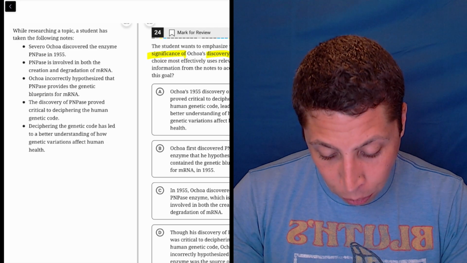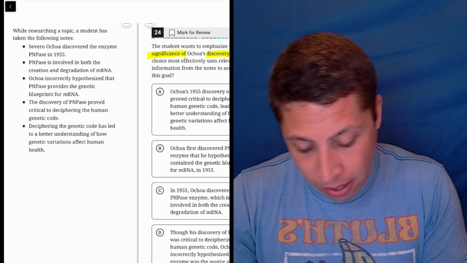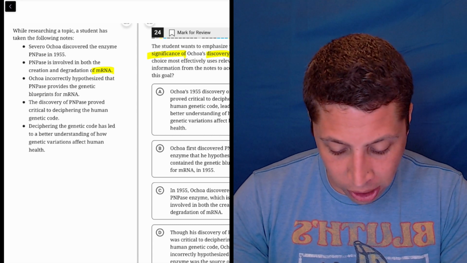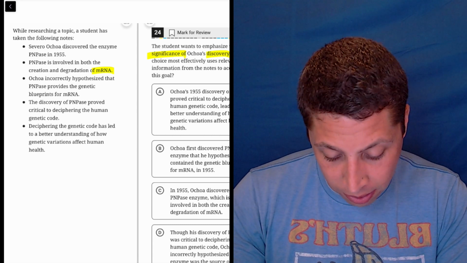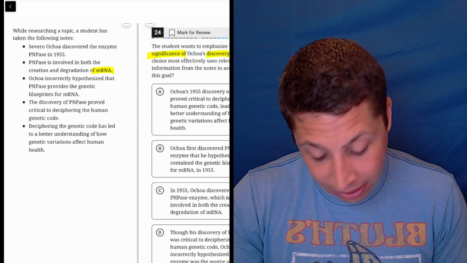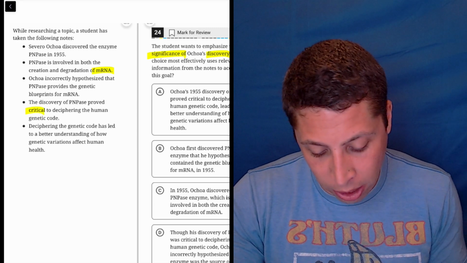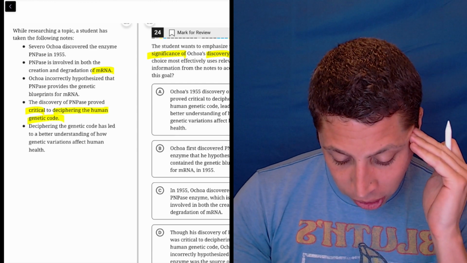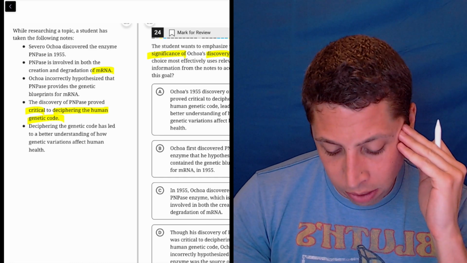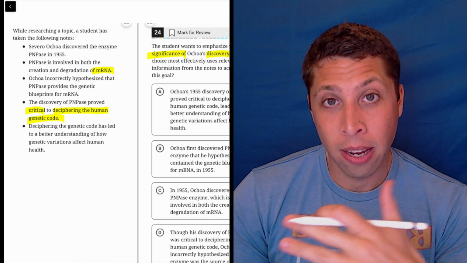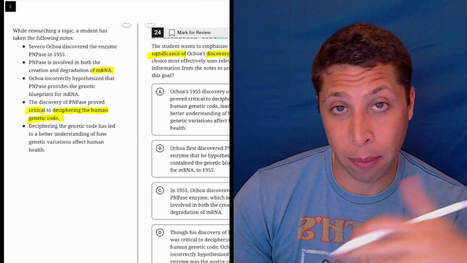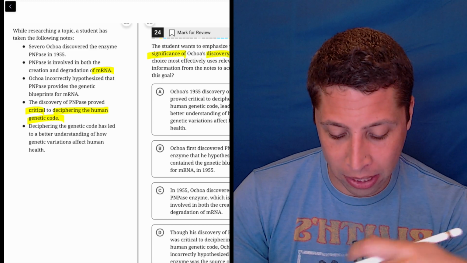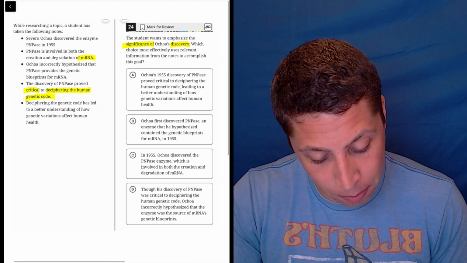This thing is involved in both the creation and degradation of mRNA, so maybe it has to do with mRNA. That's why it's significant. Ochoa incorrectly hypothesized that this thing provides the genetic blueprints for mRNA. The discovery of this thing proved critical, well, significance, critical, to deciphering the human genetic code. So why was it significant? It helped decipher the genetic code. Deciphering the genetic code has led to a better understanding of how genetic variations affect human health. So that might be part of it too, that deciphering the code is significant because it helped humans, but why is this discovery significant? Specifically, it's because it helped decipher the human genetic code. So that's the piece I'm going to focus on.